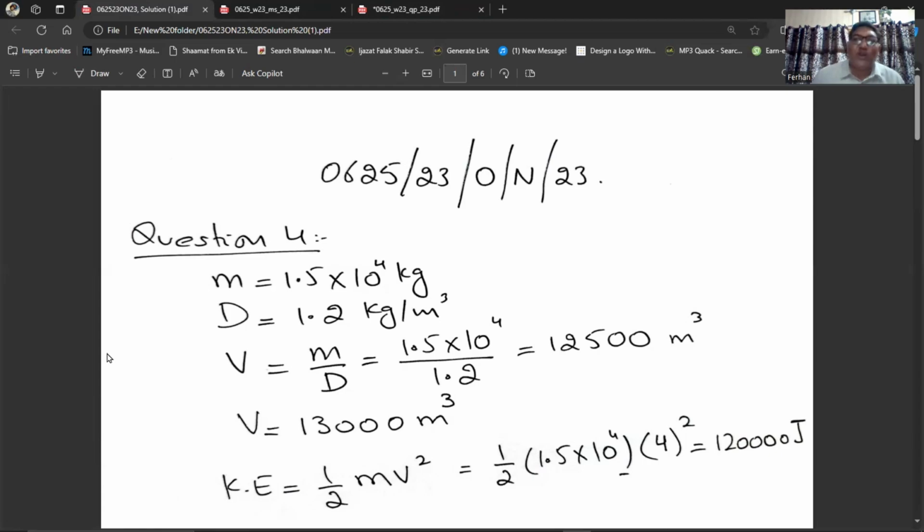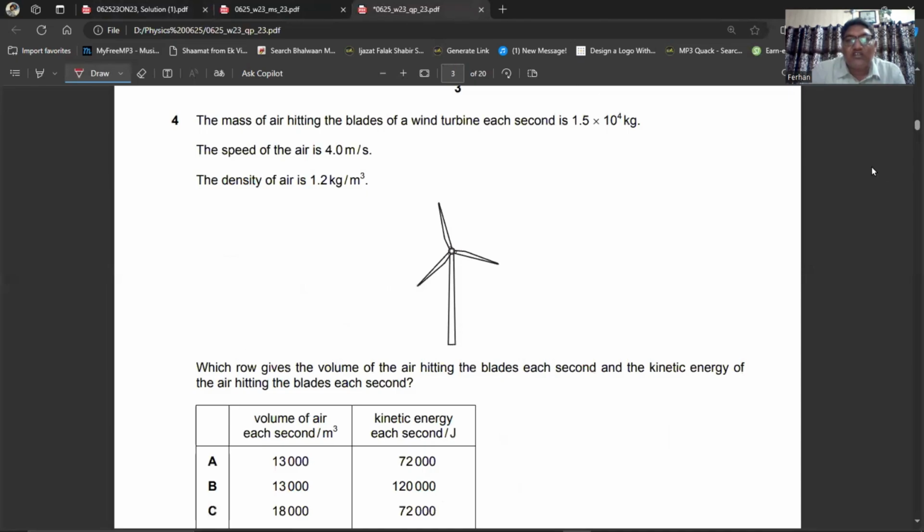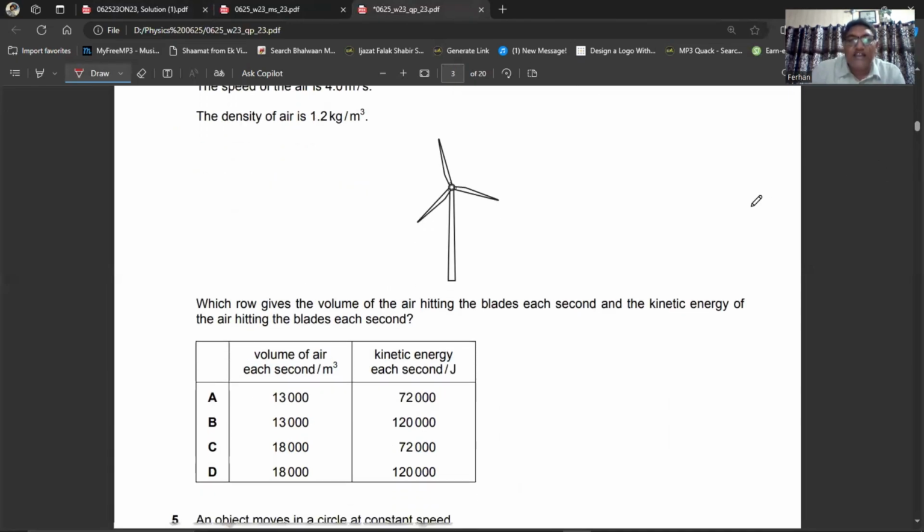Now the kinetic energy, you know, is 1/2 mv squared. So 1/2 into 1.5 × 10^4 into 4 squared, and that will be 120,000 joule. So the volume is 13,000 meter cube, and the kinetic energy is 120,000.